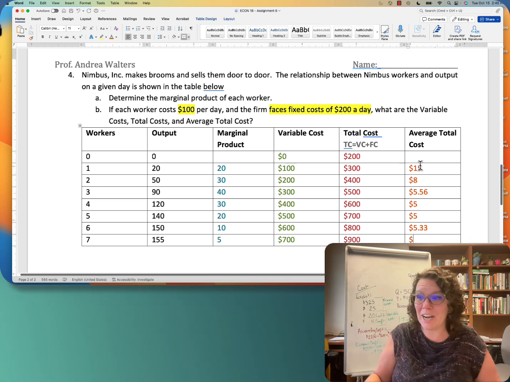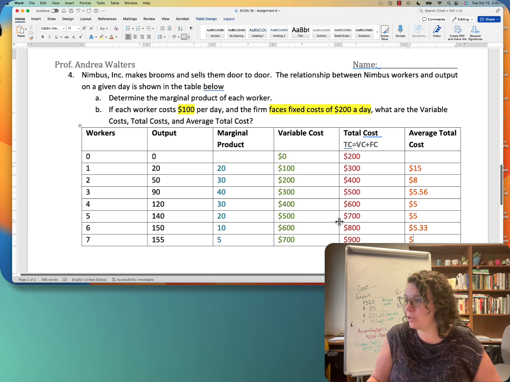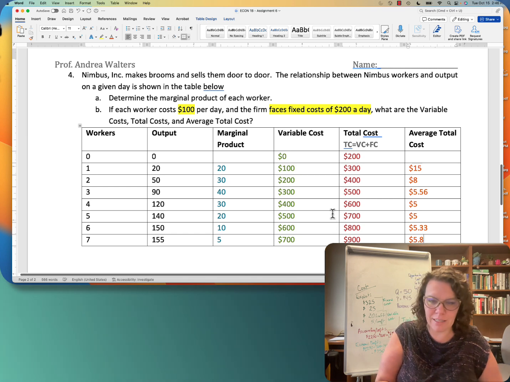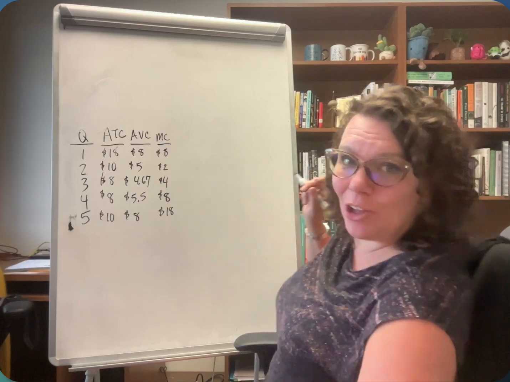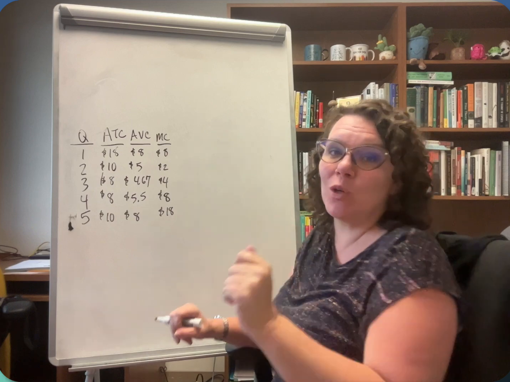Output has not gone up that much here, right? We've added an extra $100 in total cost, but we've only added an extra 5 units of output. That means that our average total cost is going to be a little bit higher. So far, so good?